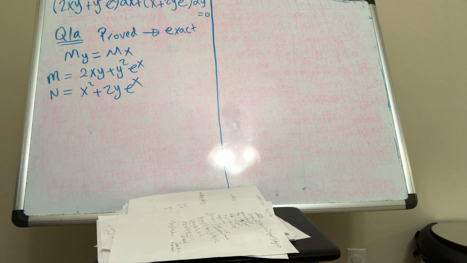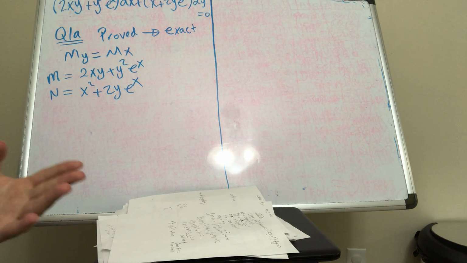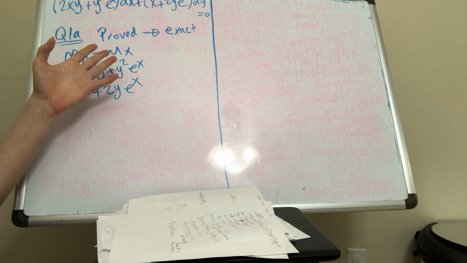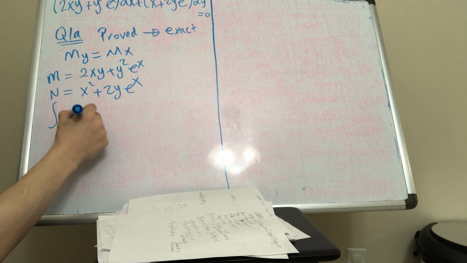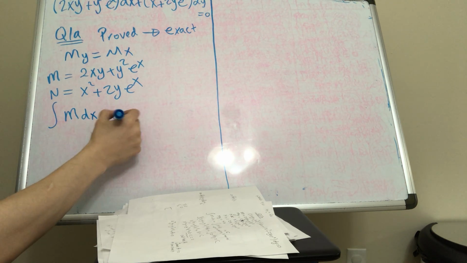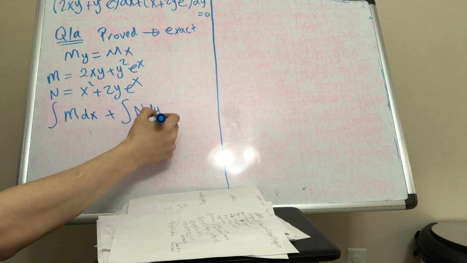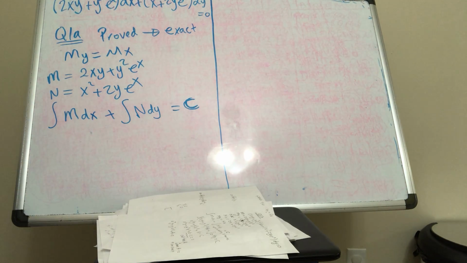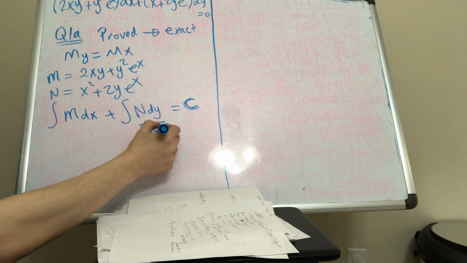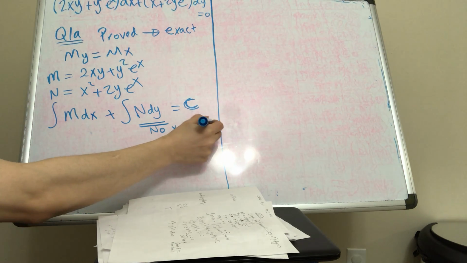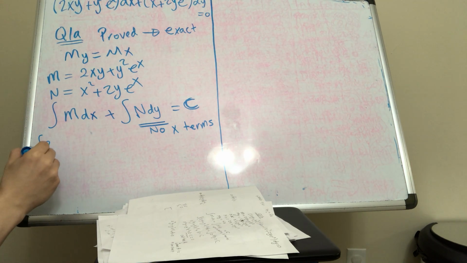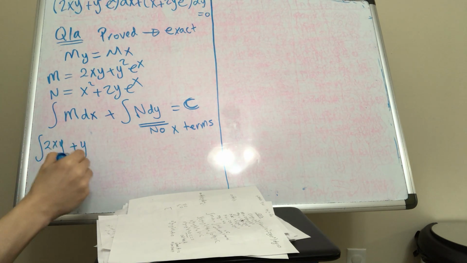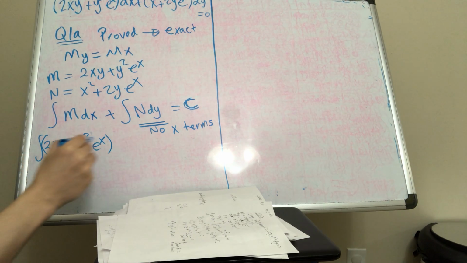The question 2b now is to solve. So in 1a was to determine whether it's exact or not. So now once you know it's exact, how could you solve this? The way we solve it is you integrate the m dx now, plus you integrate the n dy, and you make it equal a constant. But here, no x terms. Meaning, you put the m entirely, so it becomes 2xy y squared ex dx.